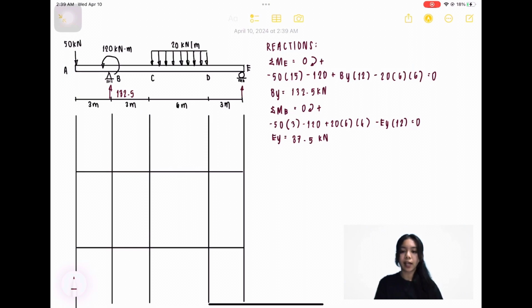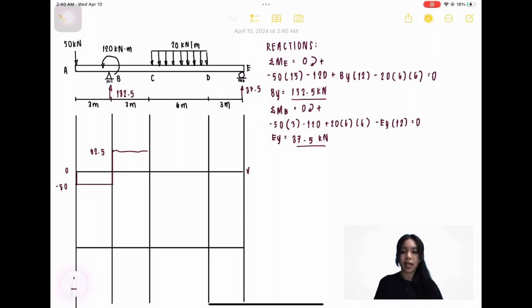After getting the reactions at By and Ey, we can now plot the shear diagram. You can pause this video and try to draw the shear diagram on your own, then we can check after if you got the same answer. There's a downward 50 kN force at A, so i-plot na natin ang negative 50. Since walang force acting along segment AB, straight line lang siya. Tapos, mayroong upward force sa B, so i-add natin siya. Negative 50 plus 132.5 is 82.5, at ito ang ipa-plot natin.